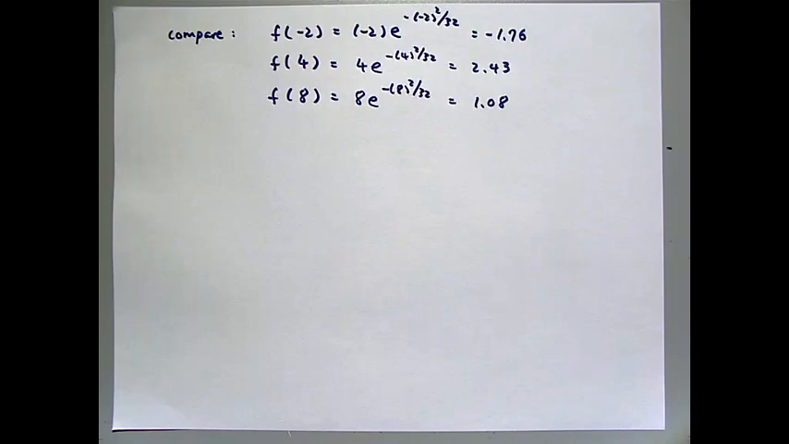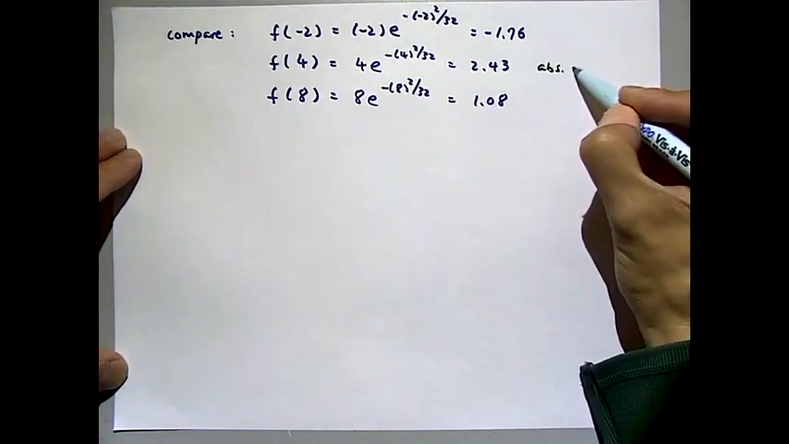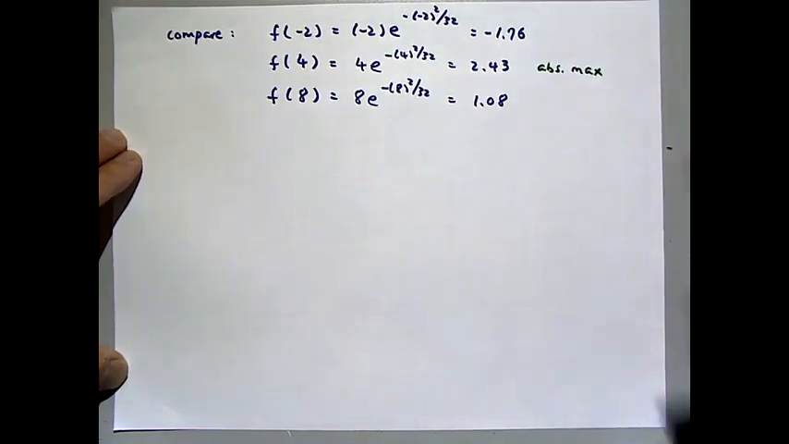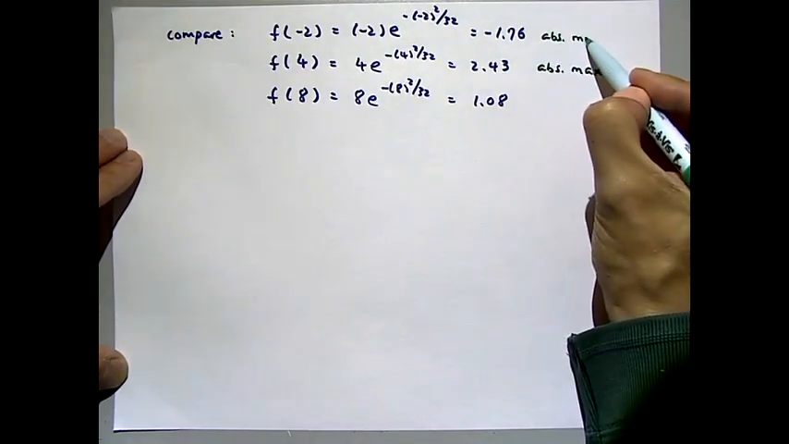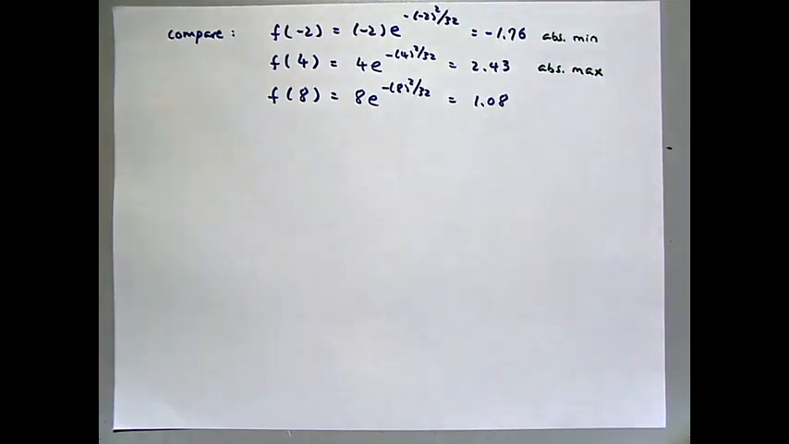The largest of these 3 is the absolute max, right here. The smallest of these 3 is the absolute minimum. It's possible for 2 of these, or even more, to have the same value. And that happens when you have multiple locations of absolute min or multiple locations of absolute max. Questions? All right, let's do one more.